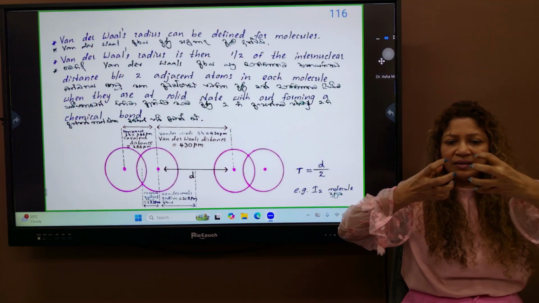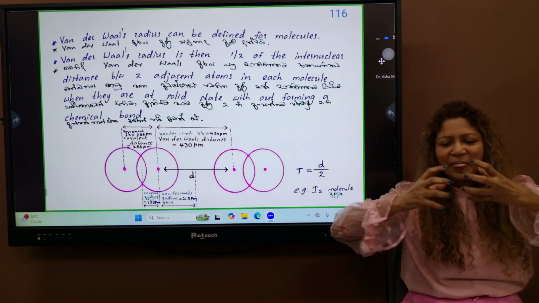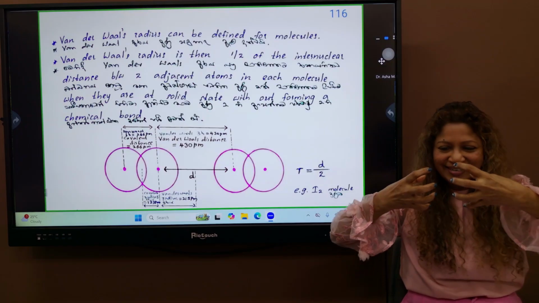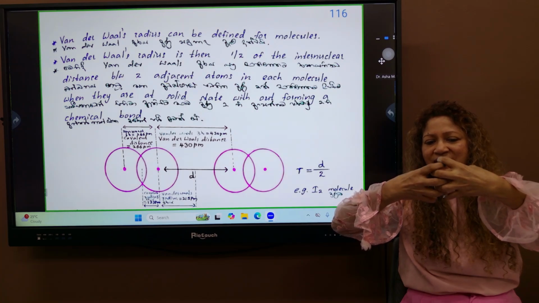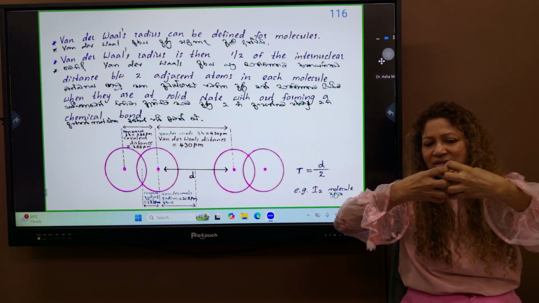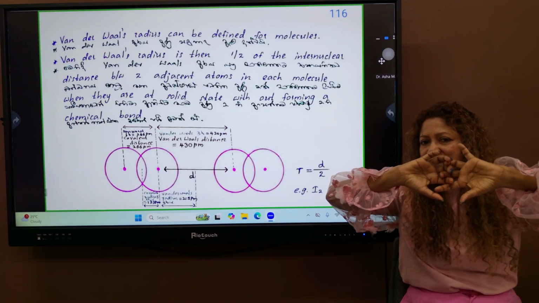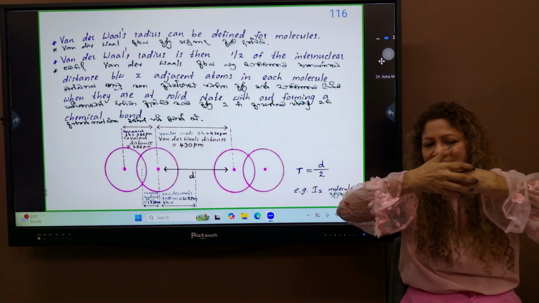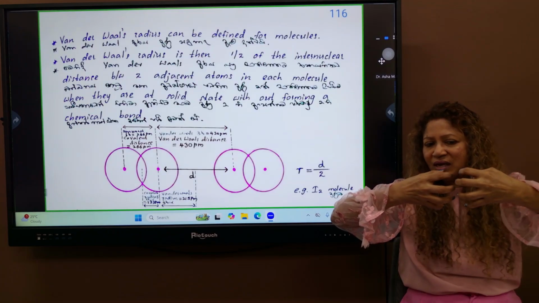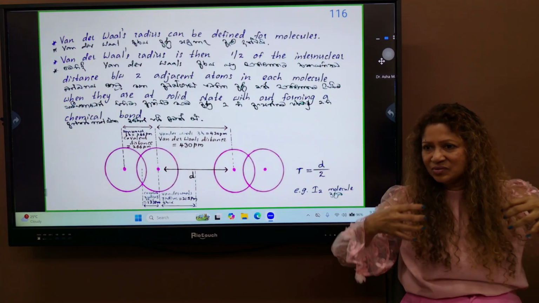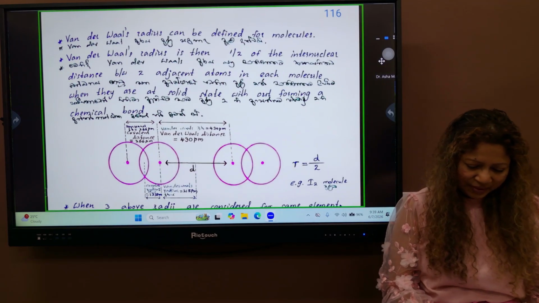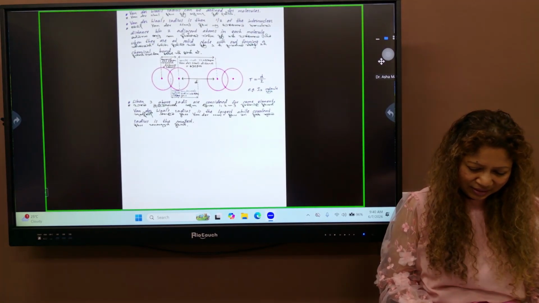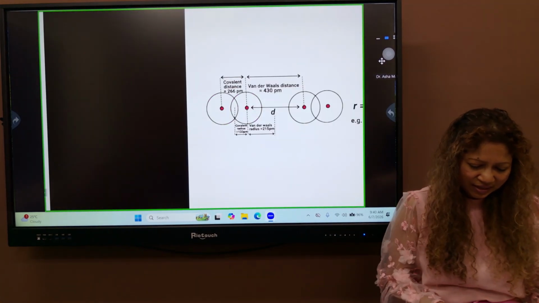So the atoms have to get much closer. This is the overlap part. Understood? These two are the nuclei, so they have to get closer. So the closest one is covalent. Right.